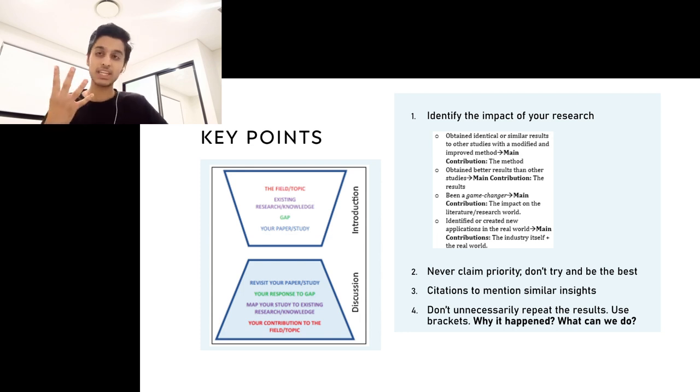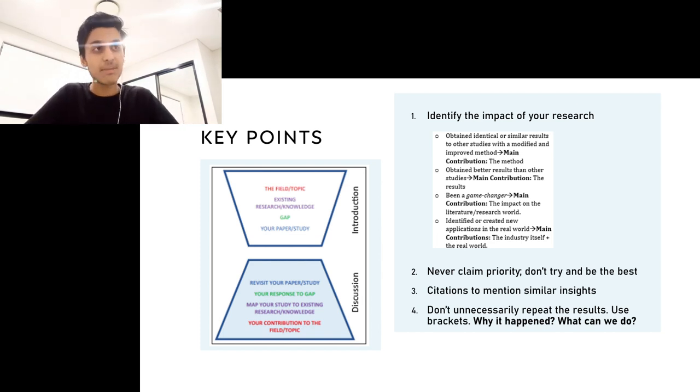So there are four key impacts of your research. First of all, you obtained identical or similar results to other studies with a modified and improved method. So you modified an improved method and you obtained similar results to other studies. So then what will your main contribution be? You want to find your main contribution. Here, your main contribution is the method.